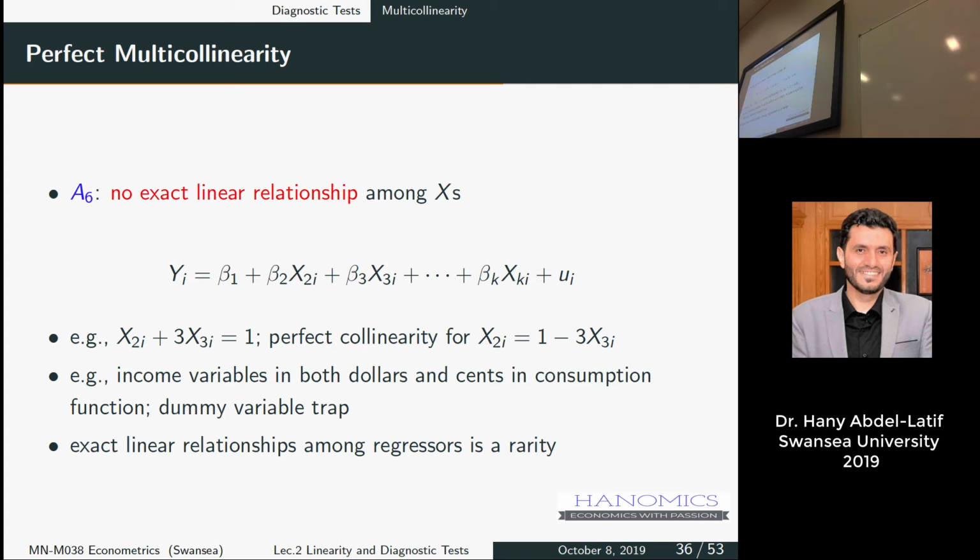Okay, so as I said, this is a very rare case. It's not going to be very common in practice. It's usually a mistake, something you do by falling into a dummy variable trap, or including a variable like income measured once in dollars and then measured again in cents. So it's something that is done by mistake, and as I said, this is not something you will actually encounter in practice.